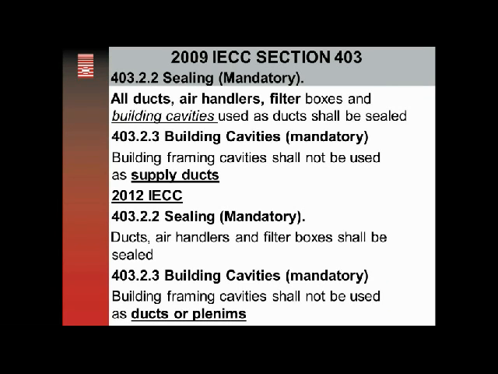Once again, let's clarify those sections that you are allowed under the 2009. You can still use building cavities as ducts. You just can't use them as supply ducts. Under the 12, they really clean up the language, and they're basically saying ducts, air handlers, filter boxes shall be sealed. No mention of using building cavities as ducts, and it clarifies that building framing cavities shall not be used as ducts or plenums.